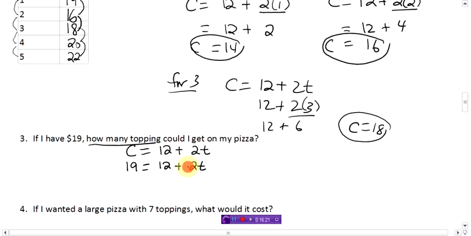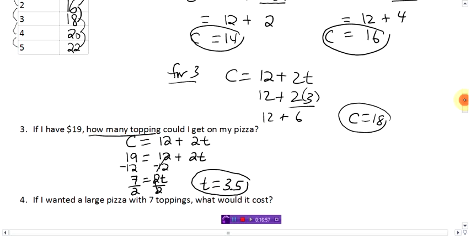So we want to get the t by itself. Reverse BEDMAS here. Remember when you do algebra, reverse BEDMAS? Subtract 12. Subtract 12. 19 minus 12 is 7. These 12s go away. You're left with 2t, 2 times t. Get rid of the 2 by dividing by 2. Divide by 2. The 2s cancel out. And you're left with t equals 7 divided by 2, which, trust me, is 3.5. So, with your $19, you can get 3.5 toppings. I'm not really sure what 3.5 toppings would look like, but you get the idea.